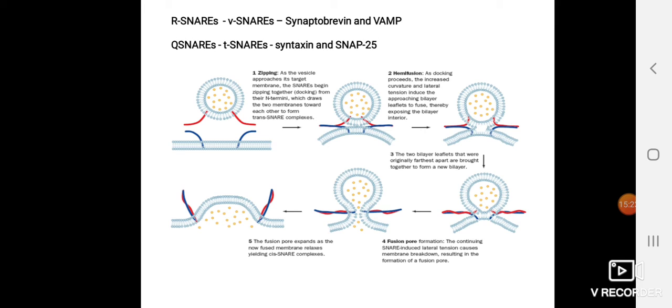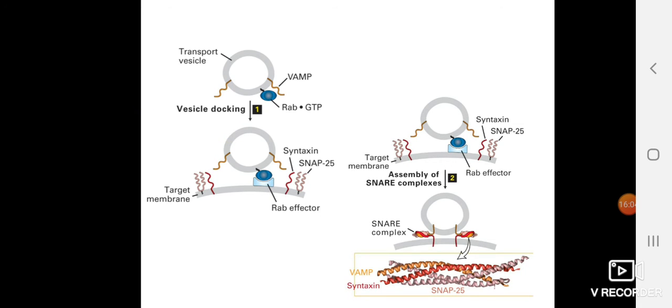First there will be zipping of the SNAREs. They are also called Q SNAREs and R SNAREs, because R is arginine, where these SNAREs are rich in arginine. That is the V SNAREs, synaptobrevin and VAMP. In the case of Q SNAREs, which are glutamine rich, they are T SNAREs: syntaxin and SNAP25. So this is how the whole process happens in the fusion of vesicles. There will be zipping, hemifusion, then a fusion pore, and finally completion of fusion. So this is the whole process.